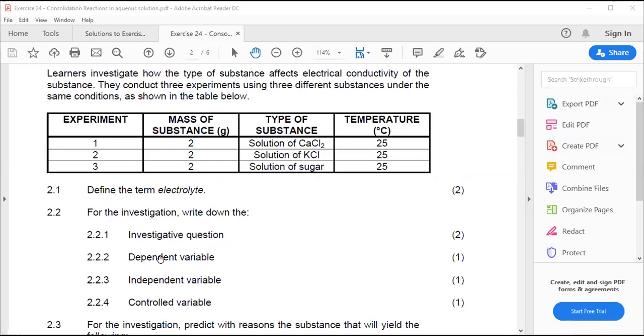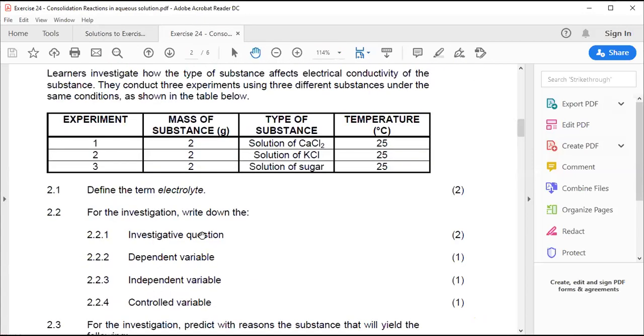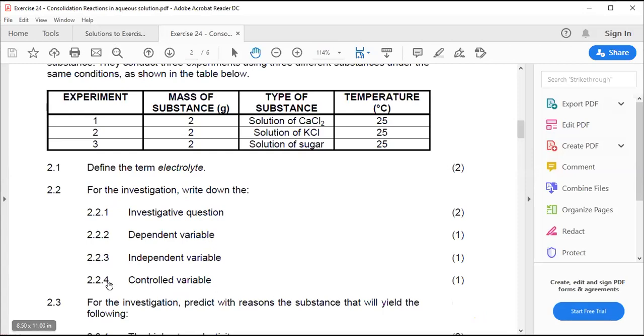What are we measuring? We're measuring electrical conductivity. So your dependent variable becomes your electrical conductivity. And what is your independent variable? The type of substance. So you've got conductivity, that's your dependent, and your independent becomes the type of substance.